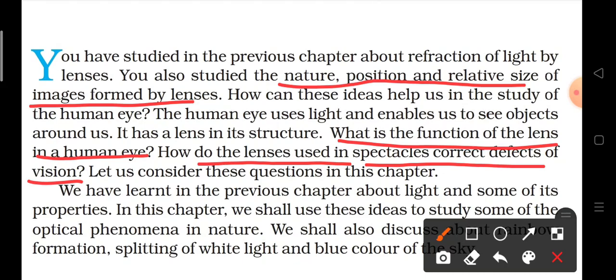So some people are not able to see the nearby, some people are not able to see the distant or far away objects, and some are not able to see both nearby and far away. So the lenses are being used, both concave and convex lens, in the spectacles to correct that defect. We have to study that also in this chapter. Let us consider these questions in this chapter. So we have learned in the previous chapter about the light and some of its properties.